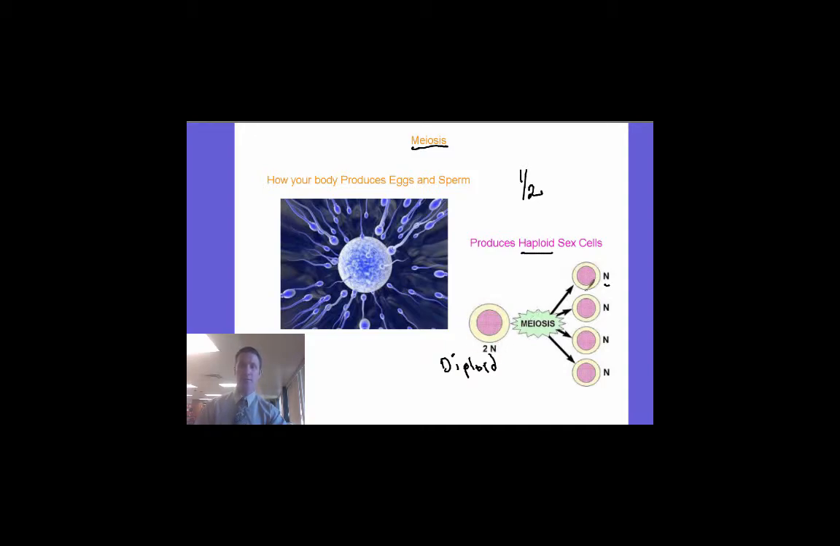So meiosis produces haploid cells, and that makes sense because you want your cells to have half the genetic information, so that when they reproduce, a sperm, which has half, and an egg, which has half, get together, voila, and you're going to have a full amount, which is a diploid cell, which is a little baby here.